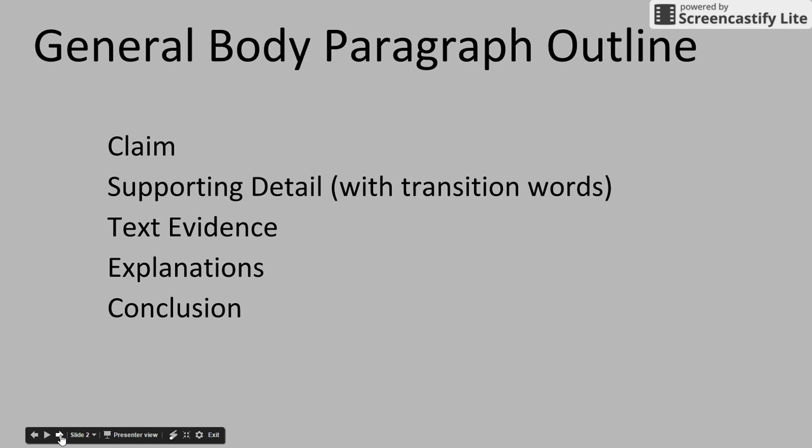When you're writing a body paragraph, you're going to follow the same general paragraph outline that you've done since day one in middle school. You're going to start off this paragraph with a claim. You're going to have a supporting detail that has a transition word. You're going to provide text evidence. You're then going to explain that text evidence, and then you're going to provide a conclusion. Basically, a body paragraph is just like any standard paragraph that you've normally written.